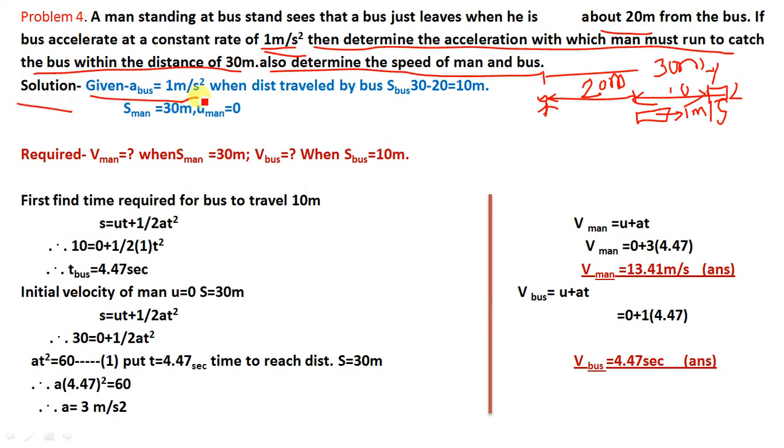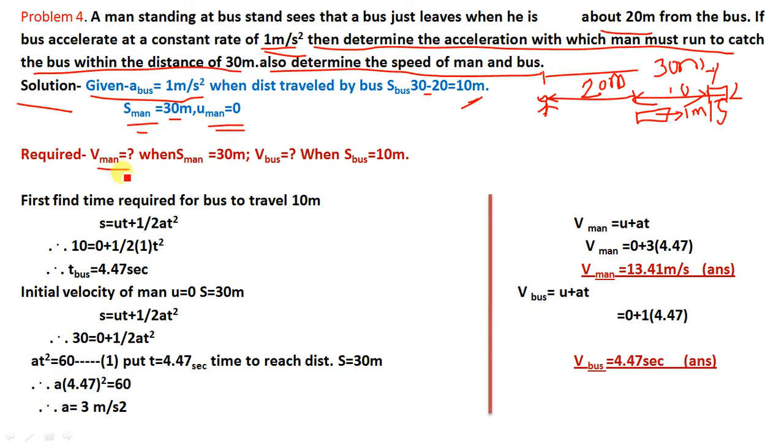Given: acceleration of the bus is 1 meter per second squared. The distance traveled by the bus is 30 minus 20, that is, I have told you this distance is 30 and this is 20. So 30 minus 20 is 10 meter. The distance traveled by the bus is 10 meter. So the displacement of the man is 30, because he has to run from 0 to 30 in order to catch this bus. Initial velocity of the man is 0.